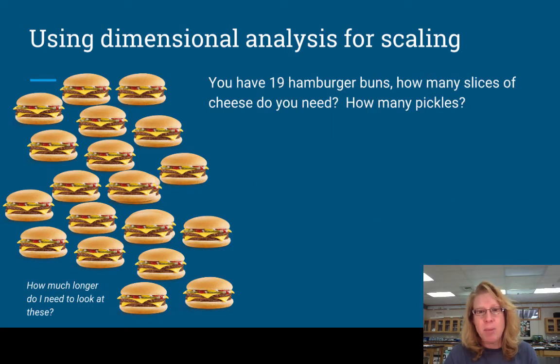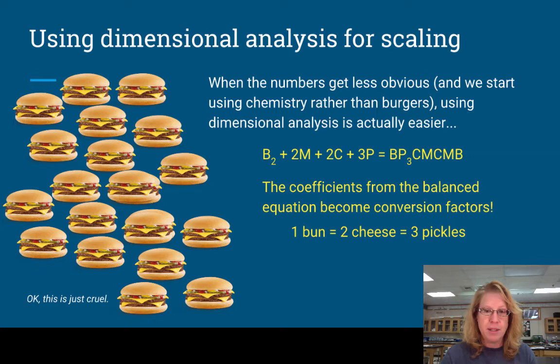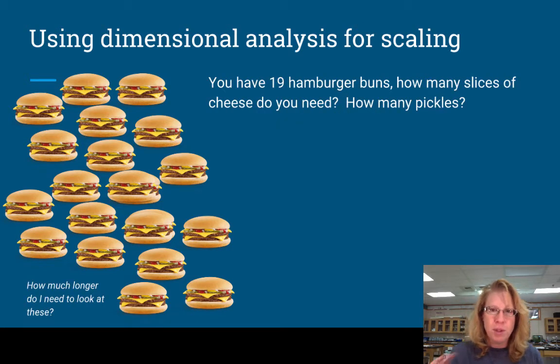So here's our couple of, sorry, I didn't mean to go past that so fast, but 1 bun equals 2 cheese, 3 pickles. Again, it doesn't matter which one we're using, those equal 1 burger. Any of those pieces is a conversion that we're going to use. So here's what it looks like. Let's say I've got 19 hamburger buns. How many burgers can I make?